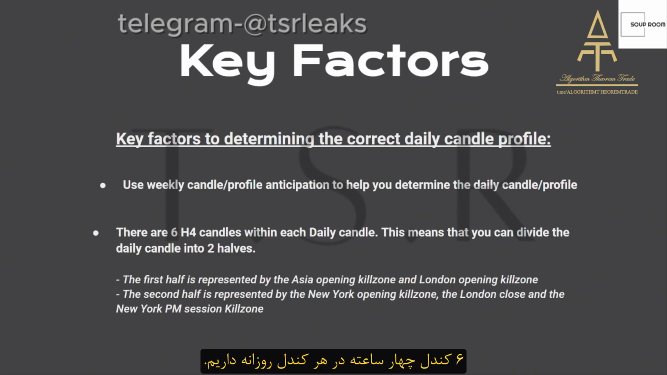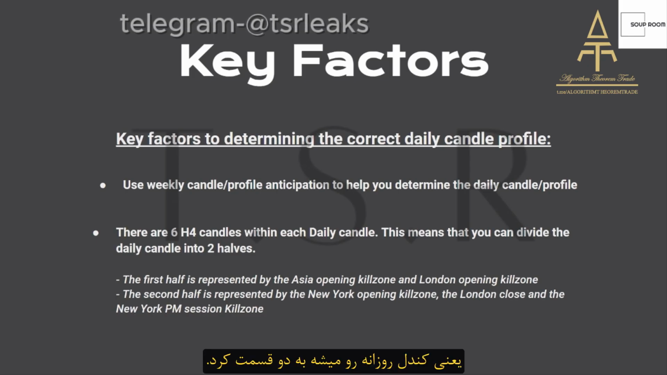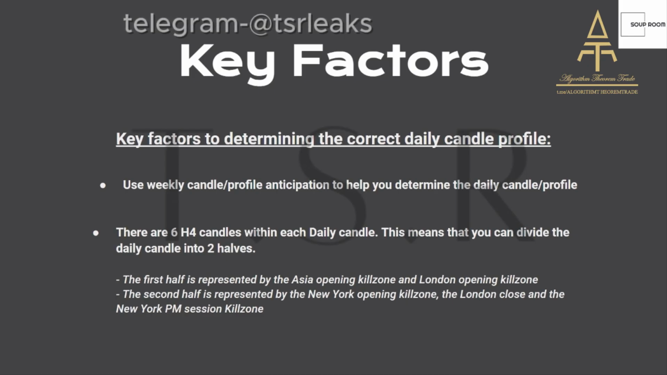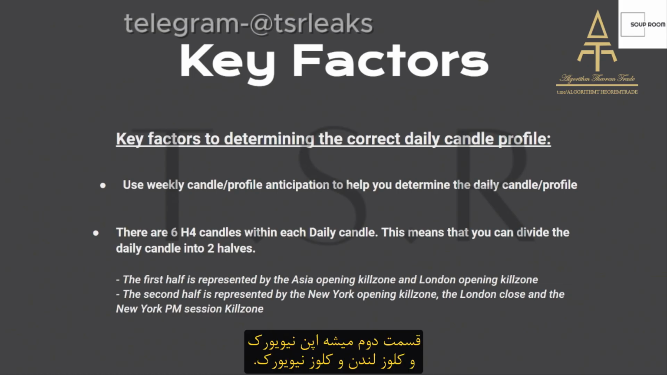Okay? There are 6 4-hour candles within each daily candle. This means that you can divide the daily candle into 2 halves. The first half is represented by the Asia opening kill zone and the London opening kill zone. The second half is represented by the New York opening kill zone, the London close, and the New York PM session kill zone.